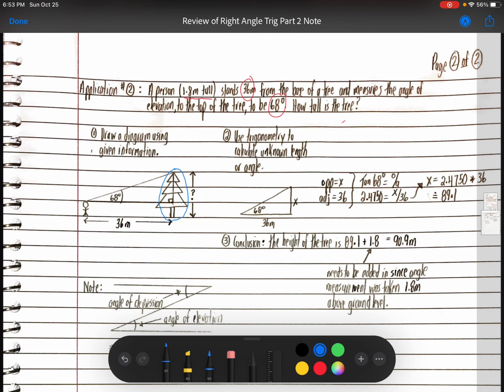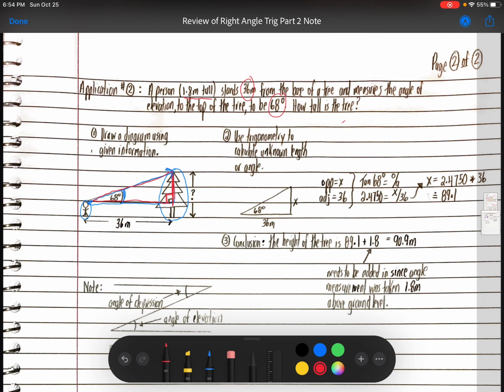So there's my tree, and there's my little person who is 1.8 meters tall, and from their eyesight they are able to look up and, using some type of device, measure that the angle here relative to this line here is 68. So you can see here that we have a nice little right triangle.